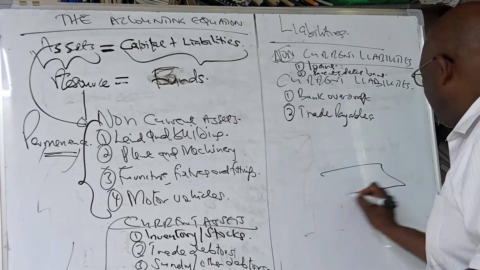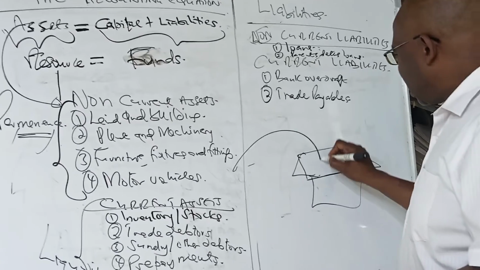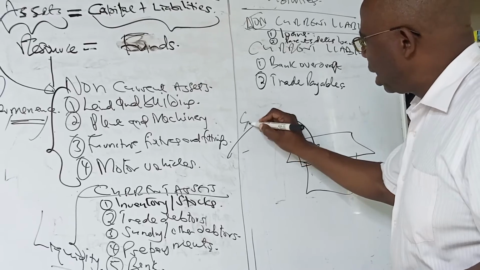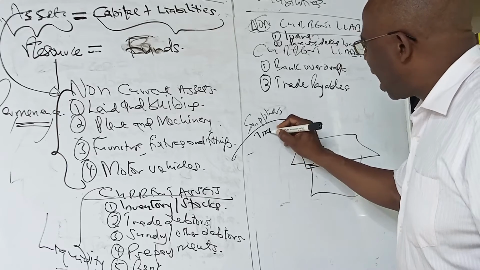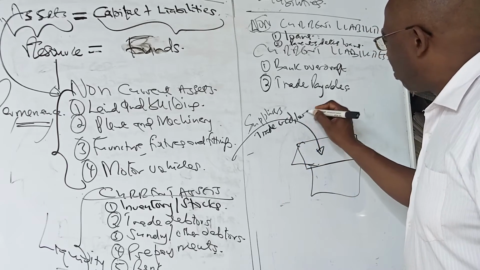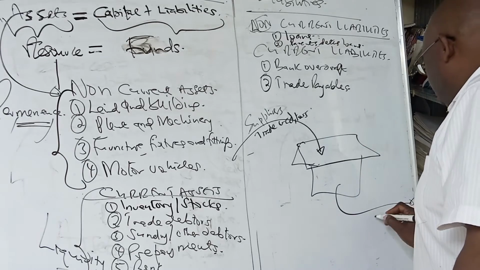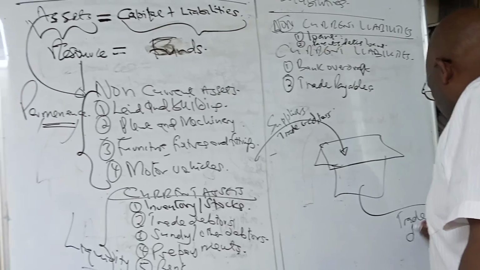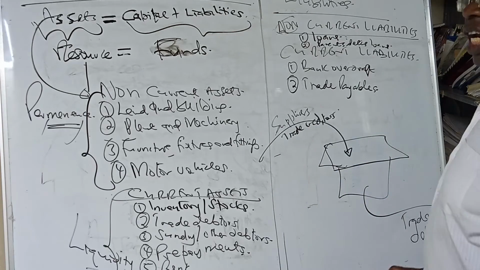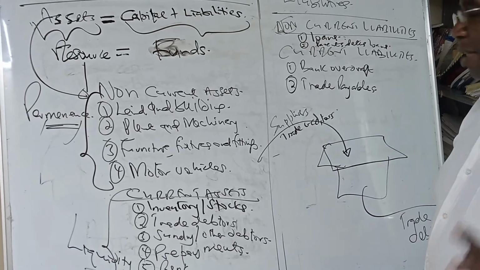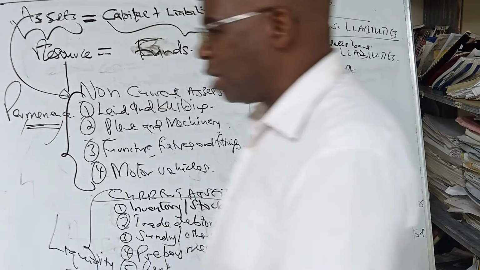Please look at it this way. The suppliers sell goods to us on credit. We receive goods from them on credit. Now, we call our suppliers trade creditors. Then, when we sell on credit, we call the buyers trade debtors. The people who supply goods to us on credit, we call them trade creditors. The people who buy goods from us on credit, we call them trade debtors.